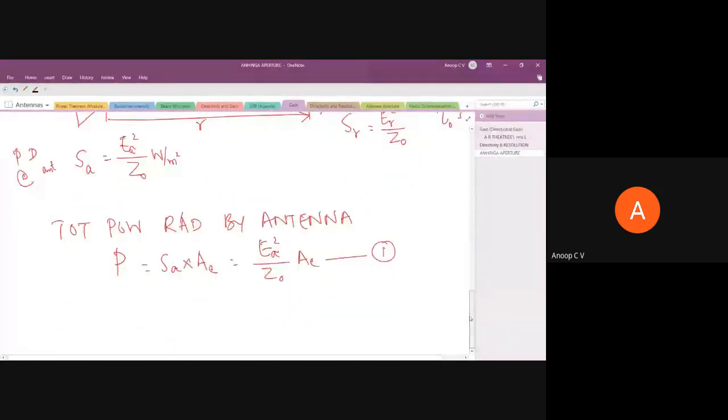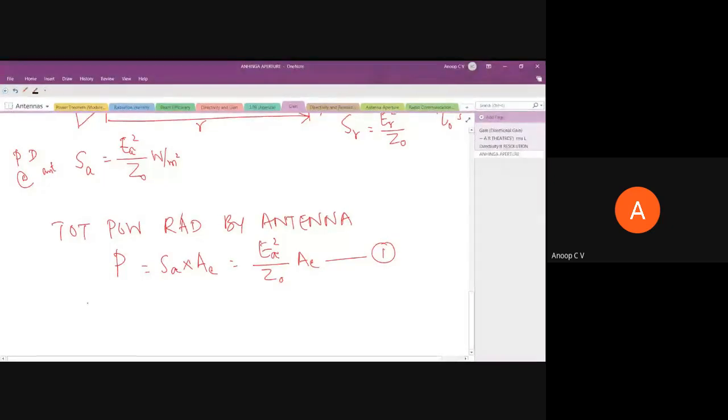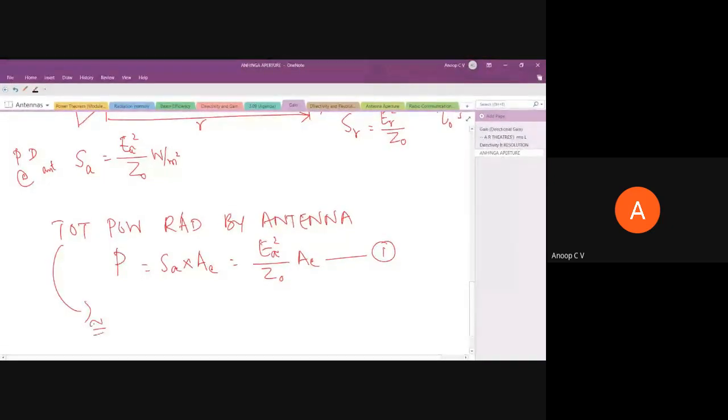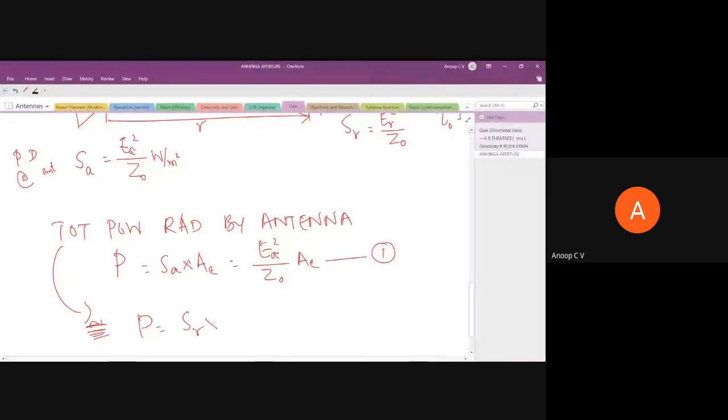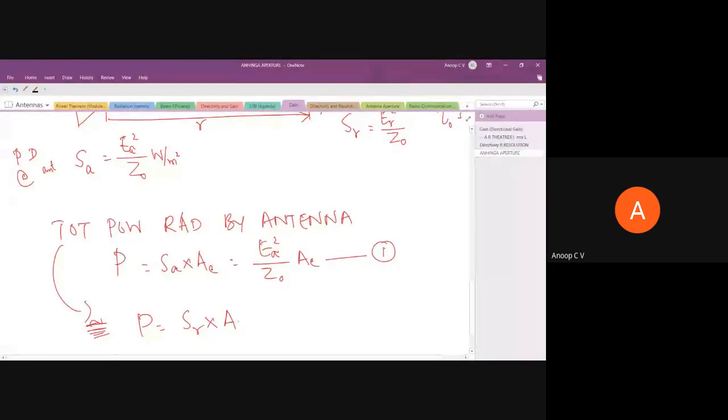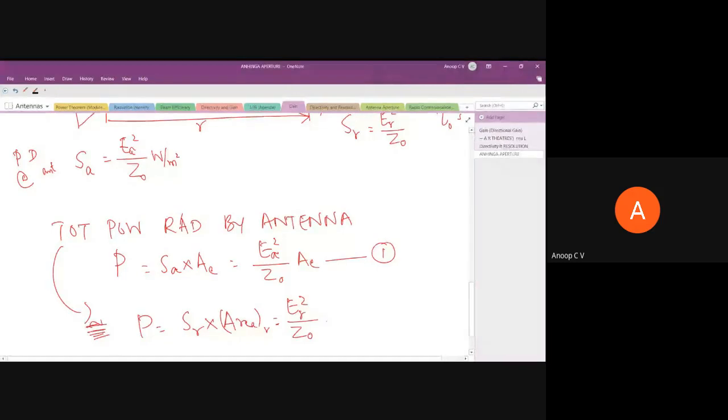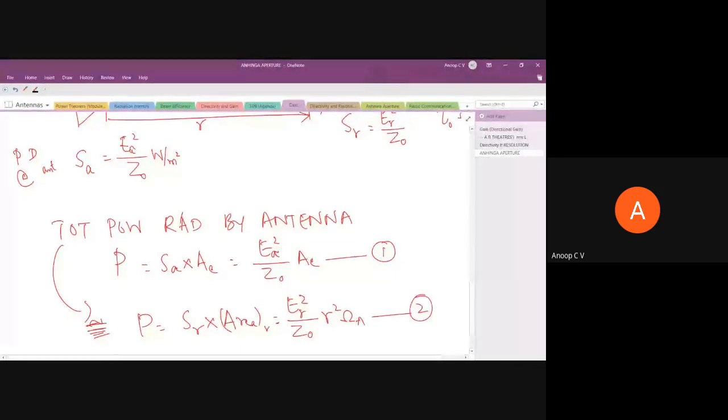Now I can write that this total power radiated will also be equal to P is equal to SR into the area at R. SR is nothing but ER square by Z naught, and the area at R is R square into omega A. I am calling it equation number 2. So I got 2 equations now. Both will give me the total power.